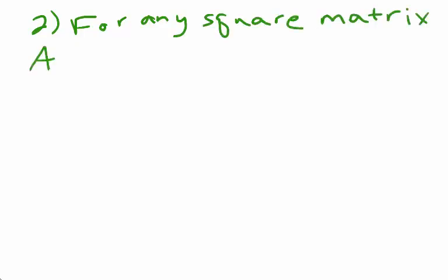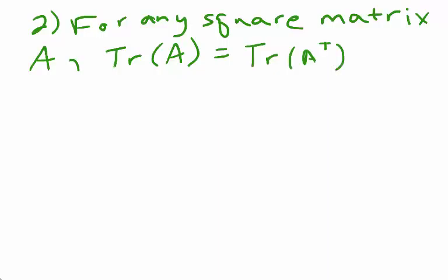A second property states, for any square matrix that we'll call A, the trace of A is equal to the trace of the transpose of A, where the transpose is found by writing columns as rows.